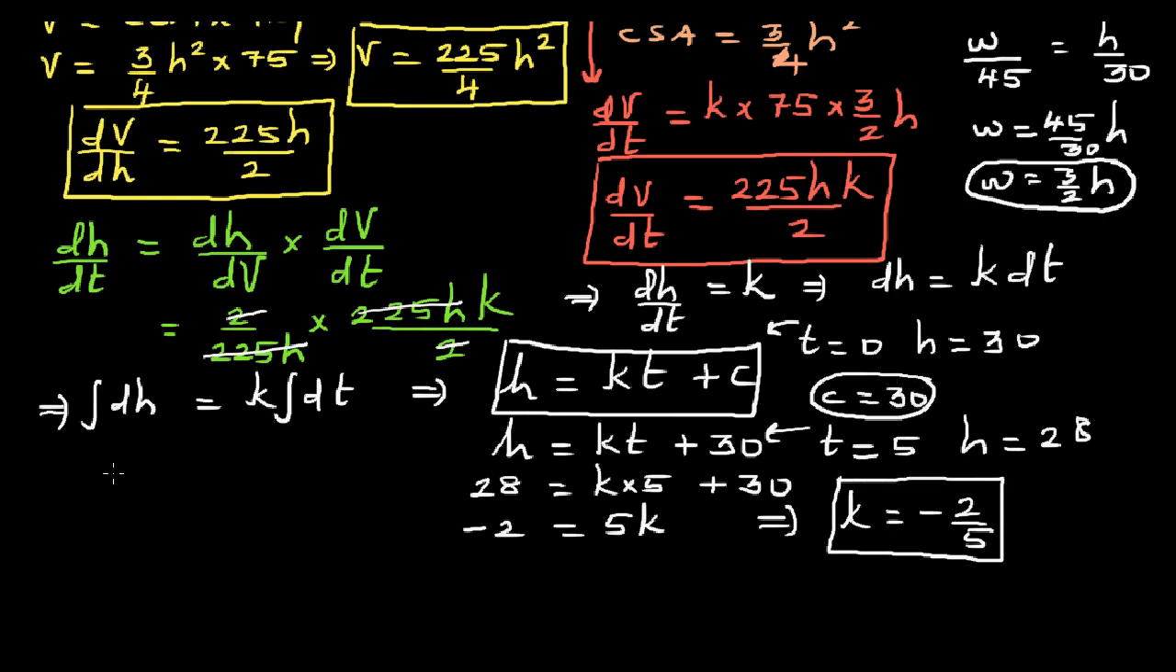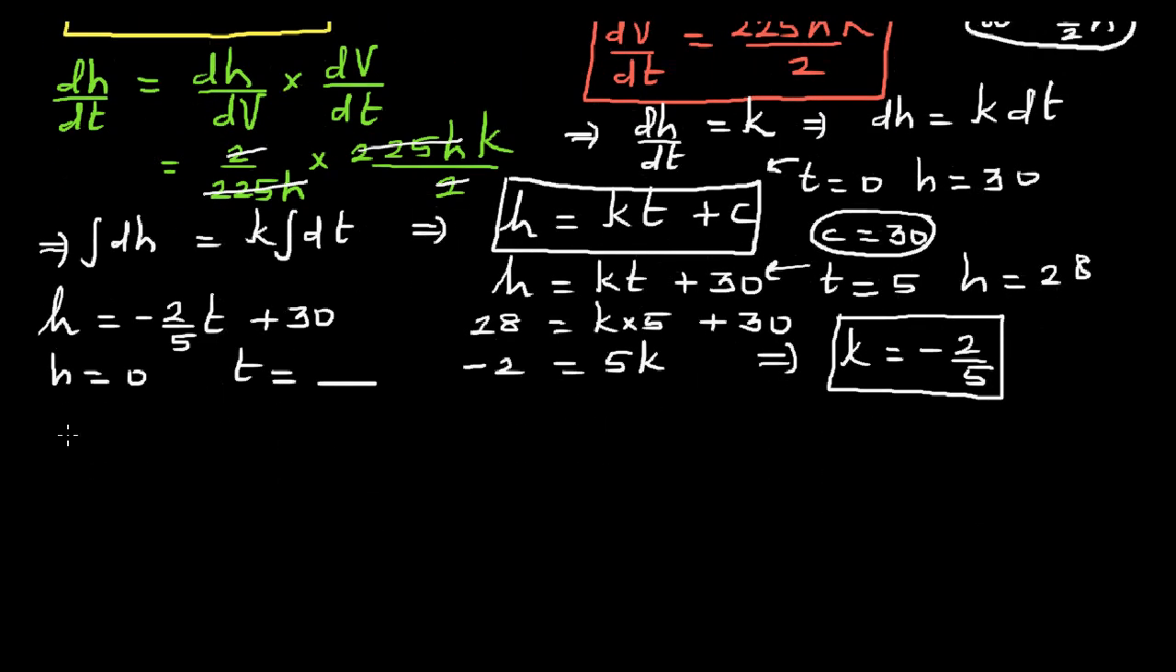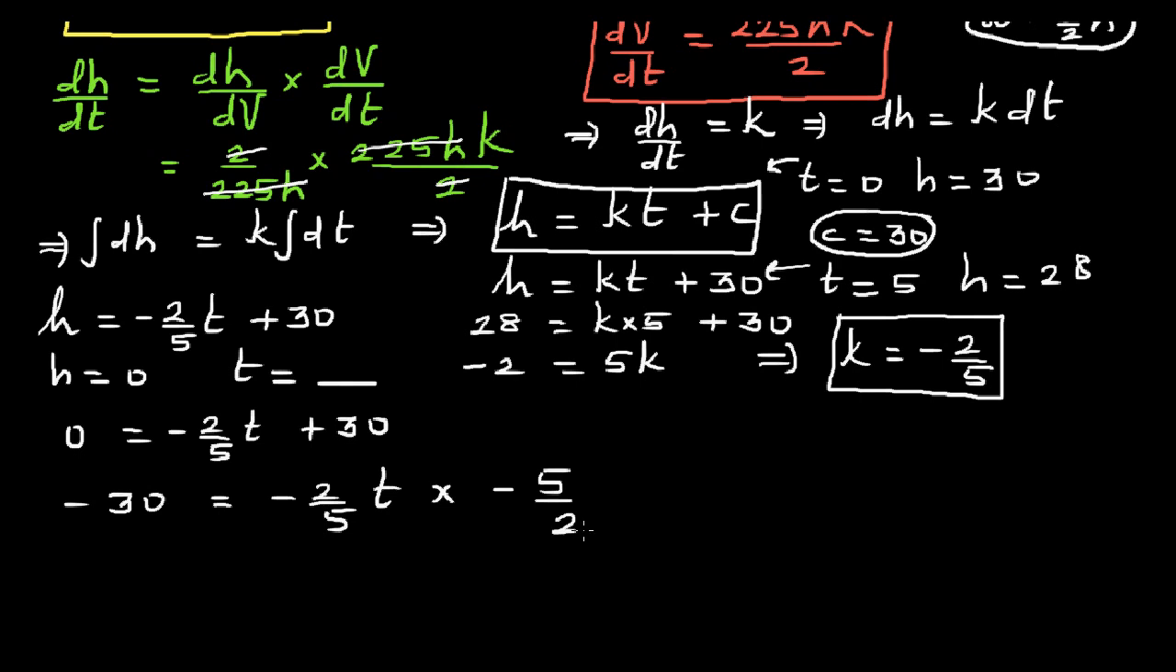So we can now say h is equal to minus 2/5 t plus 30. Now we are almost there. Now we are going to put h as 0 and you have to find t. So what's the t when height is 0? So let's put this here. So 0 is equal to negative 2/5 t plus 30. Taking away 30 from both sides, minus 30 is equal to minus 2/5 t. I'm multiplying both sides by negative 5 over 2. If you multiply this side by minus 5 over 2, I'd also multiply this side by minus 5 over 2.